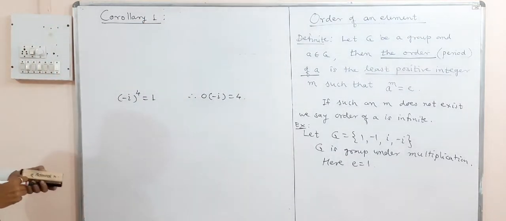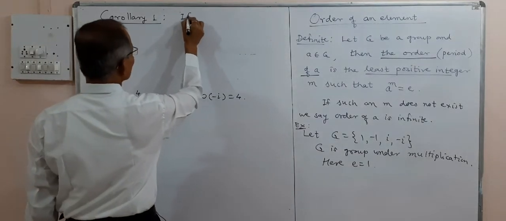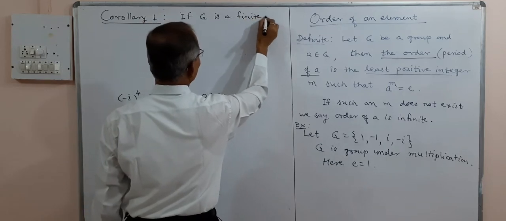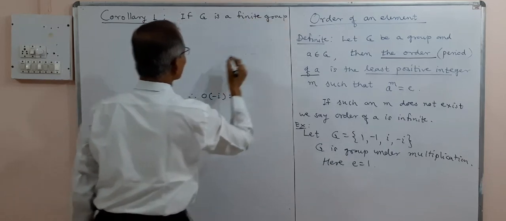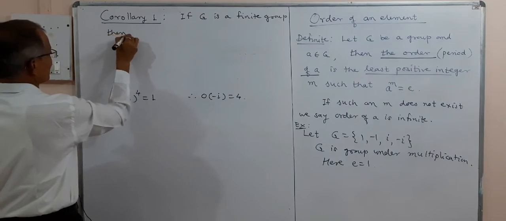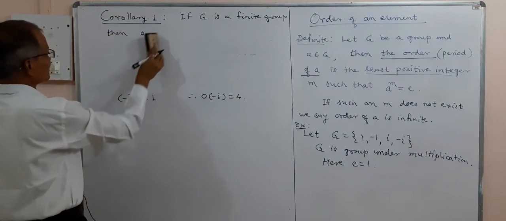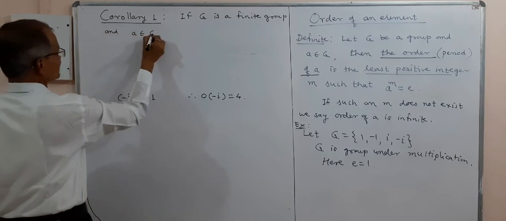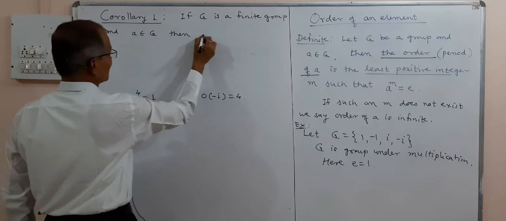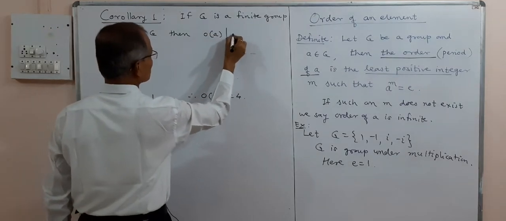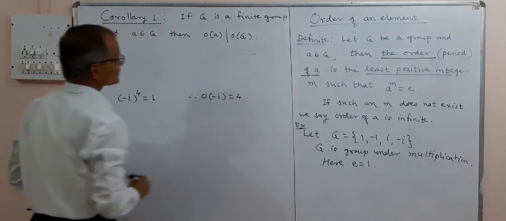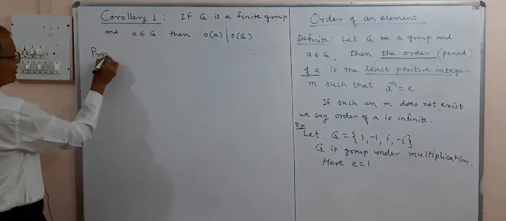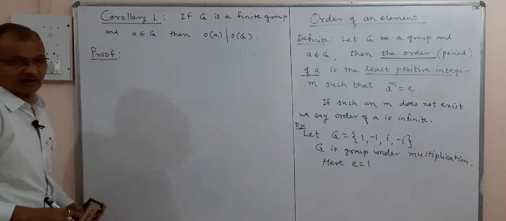If G is a finite group and an element a belongs to G, then the order of a divides the order of G. So this we have to prove. Now the proof will depend on Lagrange's theorem.